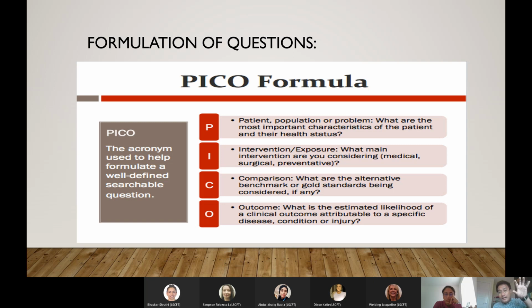When you have a population, then it becomes I, intervention or exposure. What are the medical or surgical interventions used on the population? That is I. So if they ask for the acronym of I, it is always intervention. After intervention, you need to compare. In compare, you compare with a benchmark. So C becomes compare. O means outcome. What is the likelihood that this can be applicable for my clinical practice?